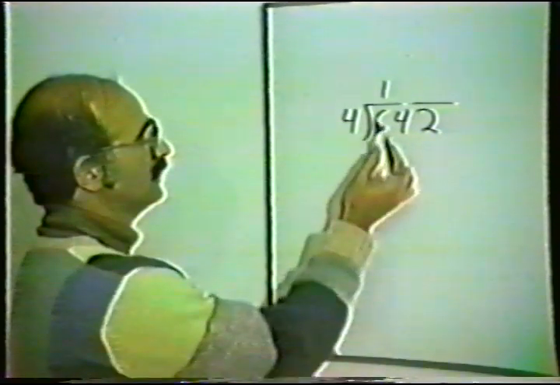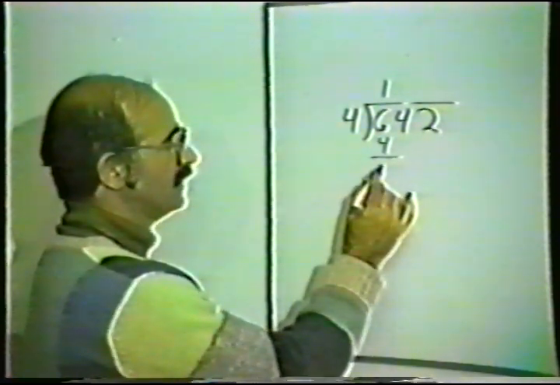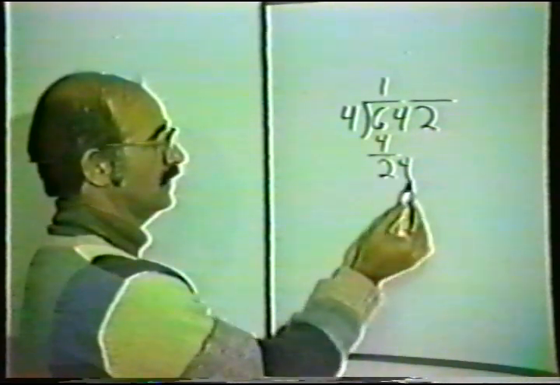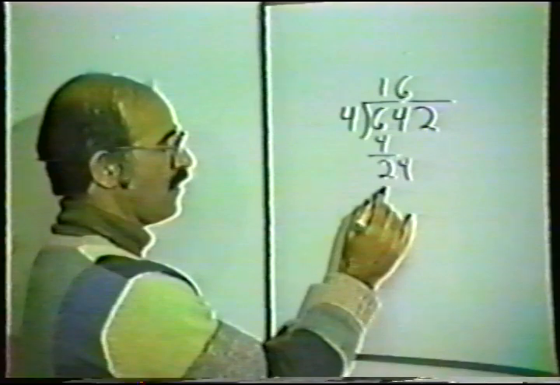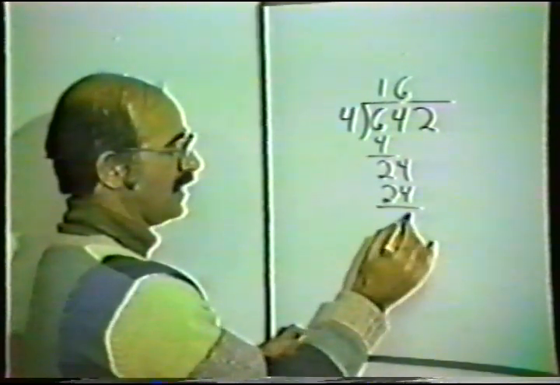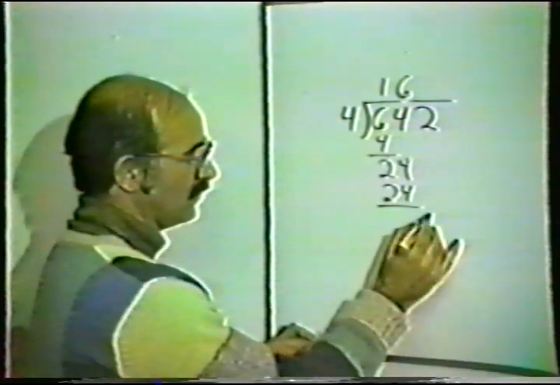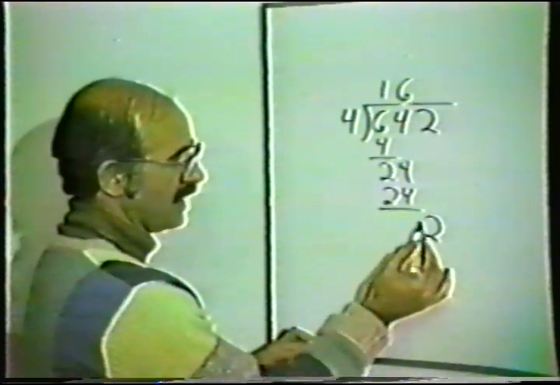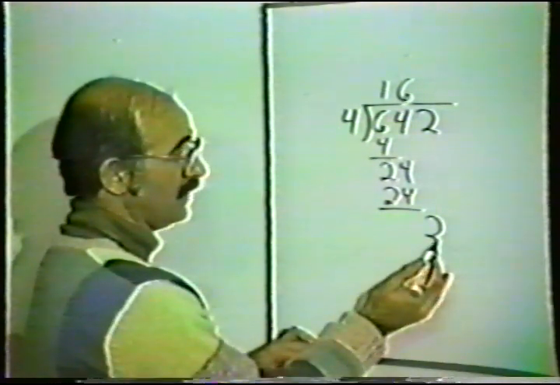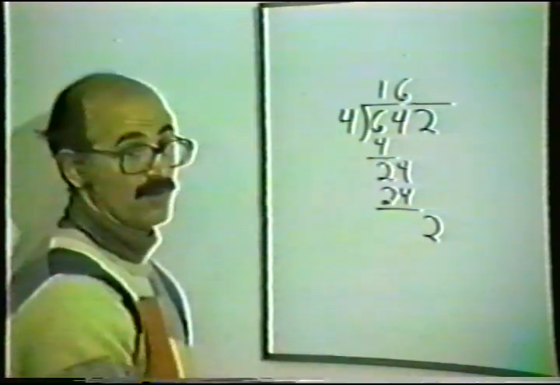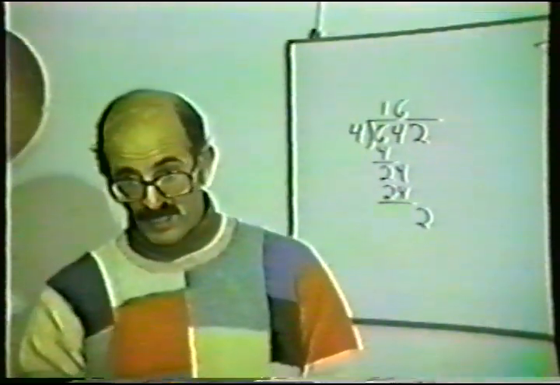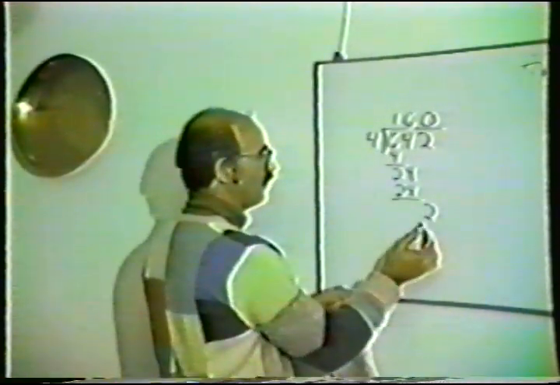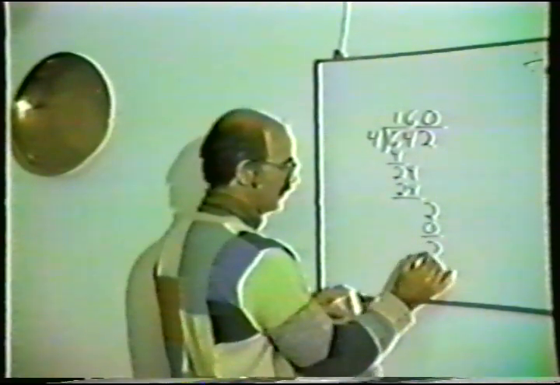4 into 6 goes once. 1 times 4 is 4. Subtract, get 2. Bring down the 4. Now, 4 into 24 goes? 6 times. 6 times 4 is? 24. Subtract, get? 0. Bring down the 2. It goes right straight down next to the answer you got when you just subtracted. 4 goes into 2 how many times? 0. You can't pour 4 into 2. 4 into 2 goes 0. 0 times 4 is 0. Remainder 2.